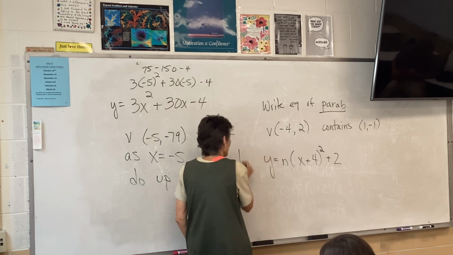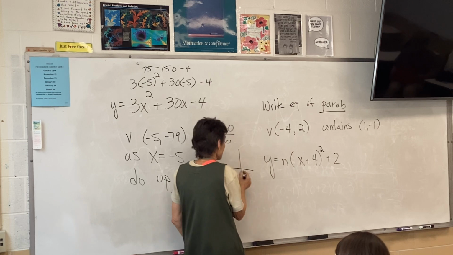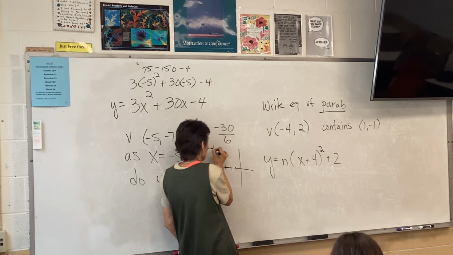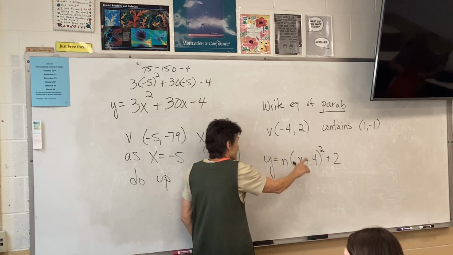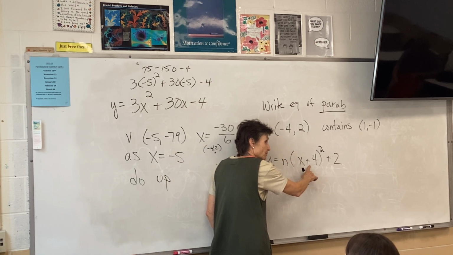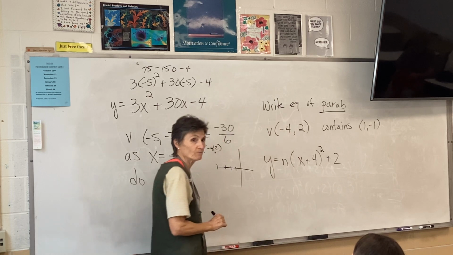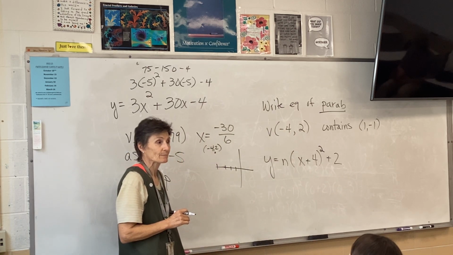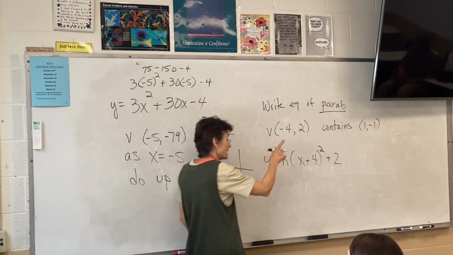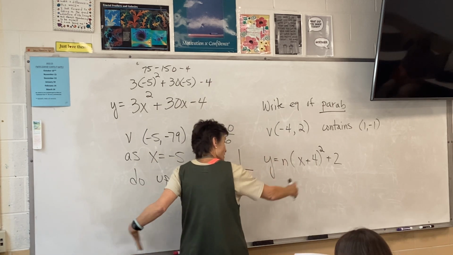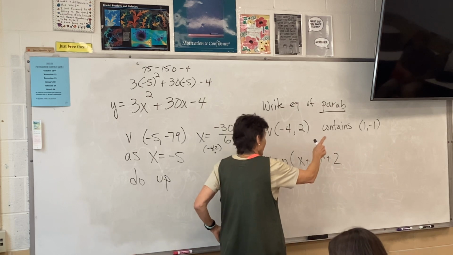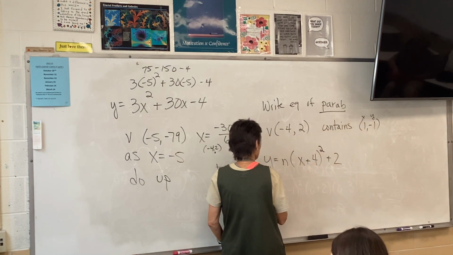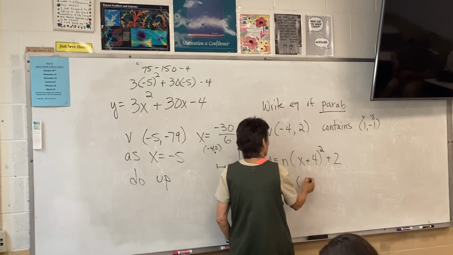If you need to, graph it. The vertex has to be left 4 and up 2. Is that what happens here? Left 4 and up 2, perfect. Now what? Plug in the contains point. Plug in the contains point, just like we did with our big equation we just finished. Plug in the x and y. So negative 1 and 1.